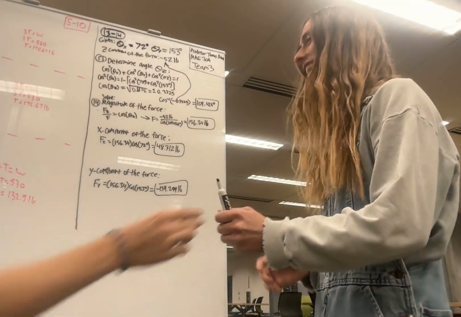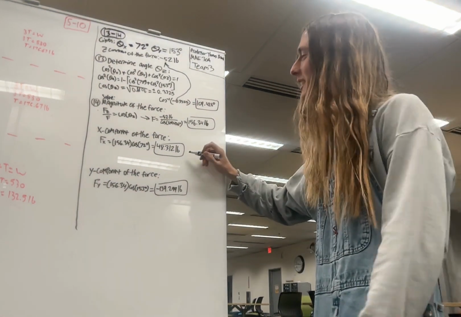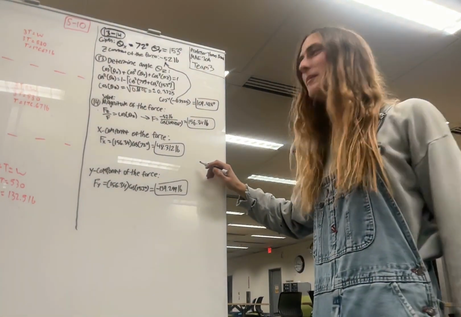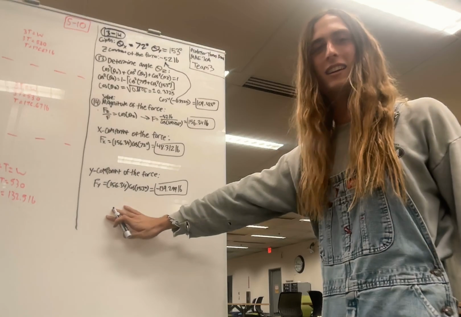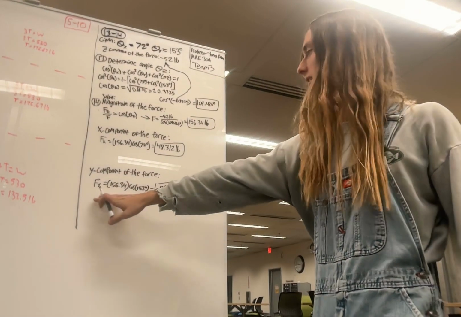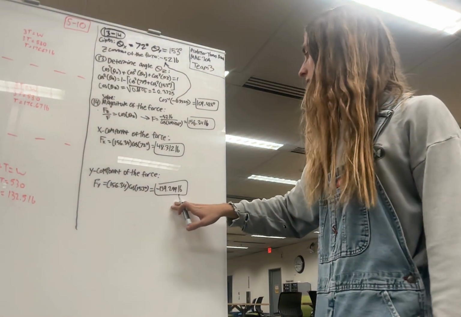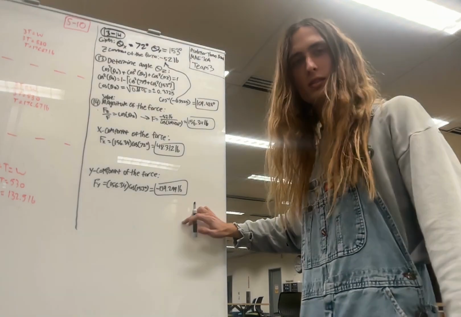So that'll give you 48.312 pounds, and then for the y component, we do the same thing, and that will get you negative 139.299 pounds.